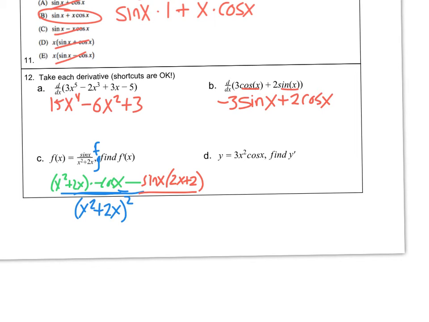For number D, we've got two things being multiplied. This is going to be a product rule. So we got second times the derivative of the first, cosine of x multiplied by 6x. And then to that, we're going to add the first, 3x squared, times the derivative of the second, negative sine x. And at that point, you're done with that as well. Not much else you can do.